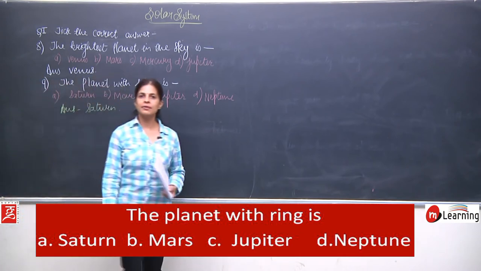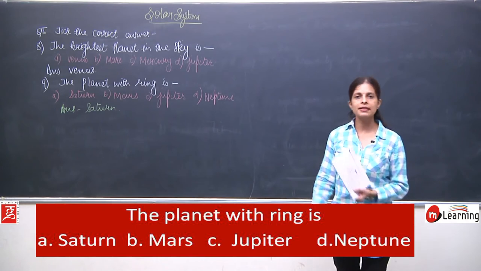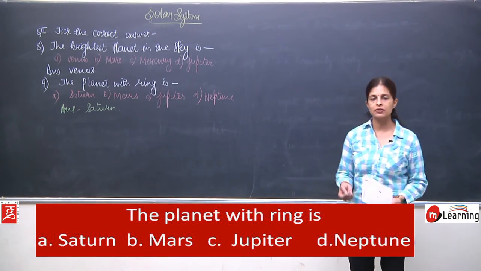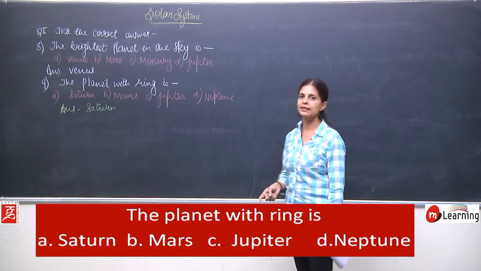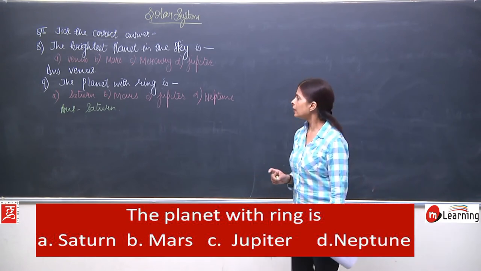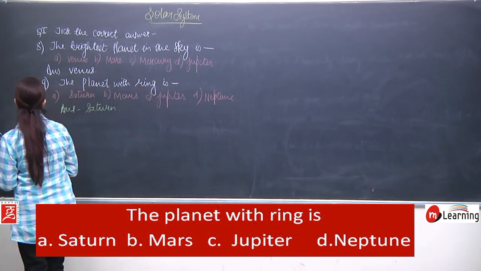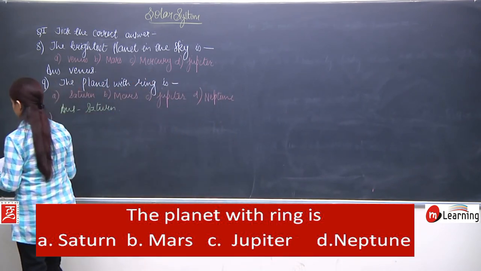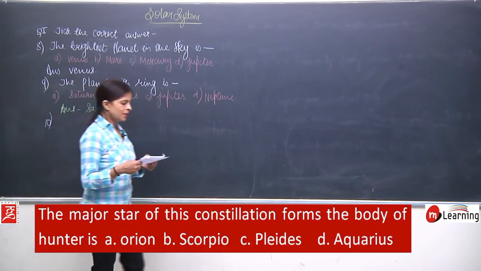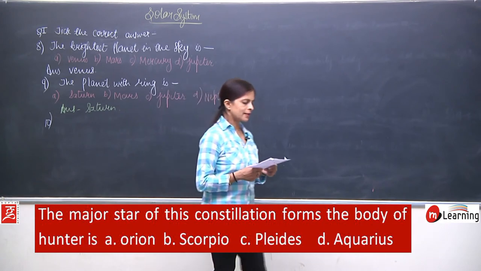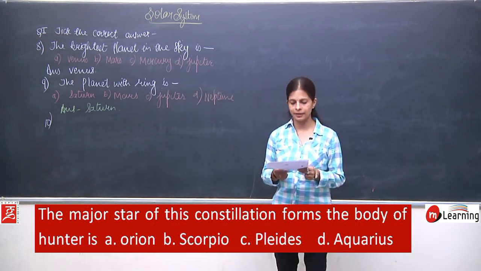So here comes the ninth one, and the planet which has rings is Saturn. We have discussed that there are certain other planets also which have rings, but the planet which is famous for the rings is Saturn. Now we'll come to the 10th one. Last, choose the correct answer, and the last one is: the major stars of this constellation form the body of a hunter.